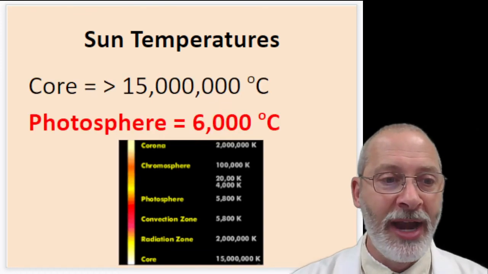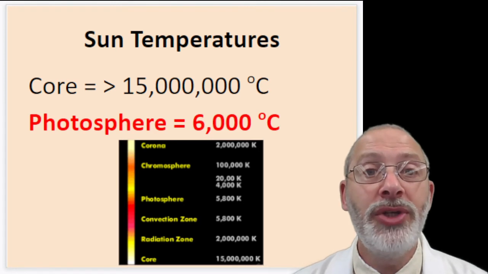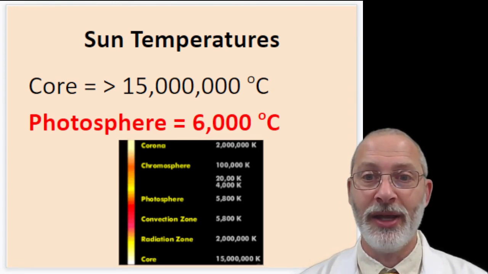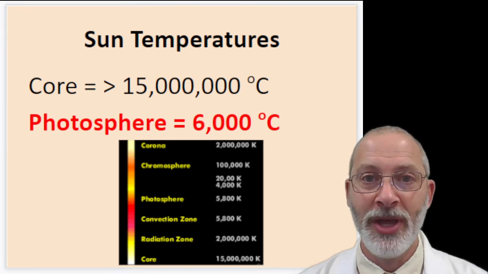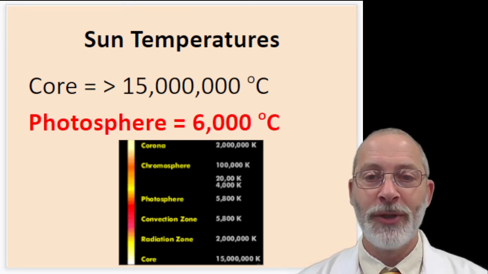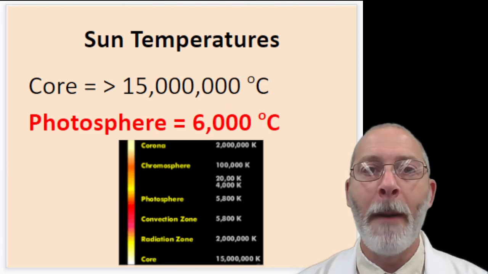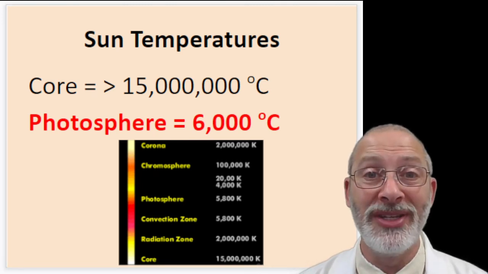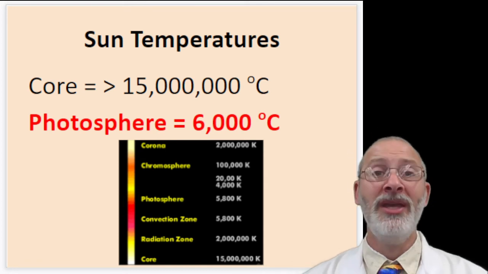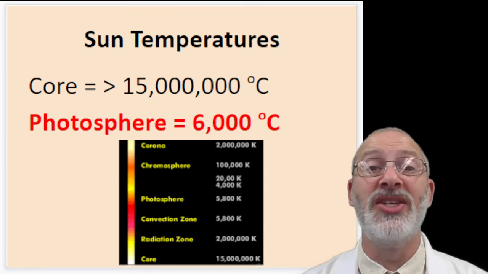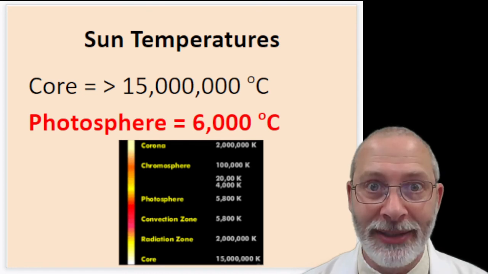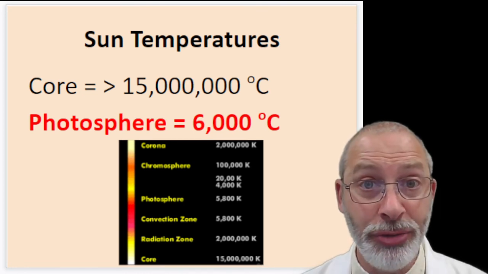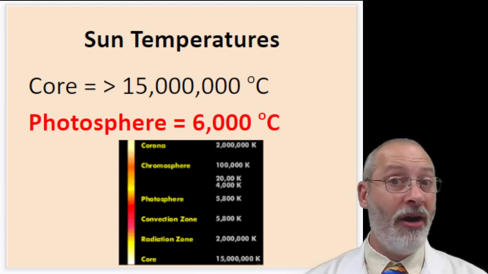All right, let's move on out to the photosphere, aka the surface of the sun. Look at that difference. The photosphere drops down markedly to about 6,000 degrees Celsius. Now, don't get me wrong, 6,000 degrees Celsius is still pretty hot. But compared to 15 million degrees, not very hot at all.